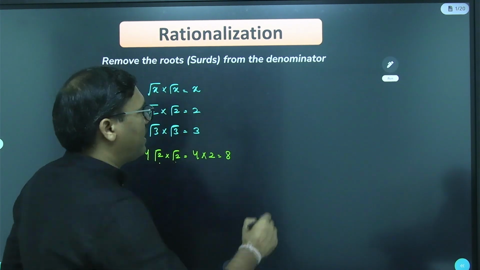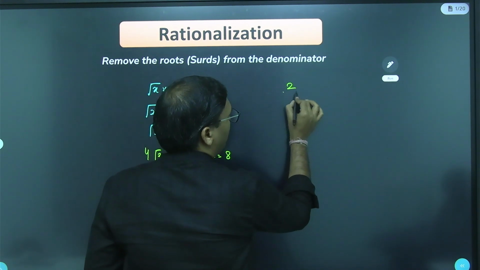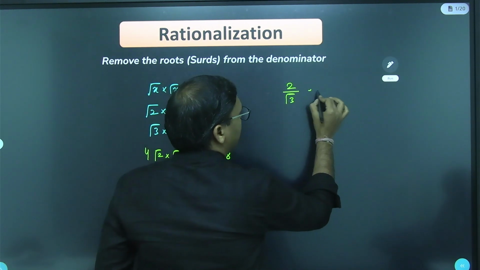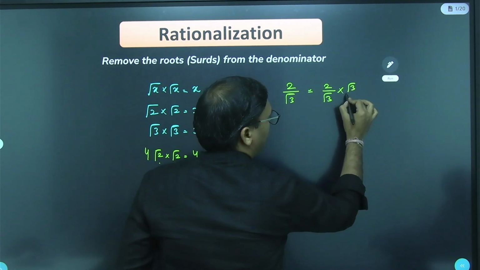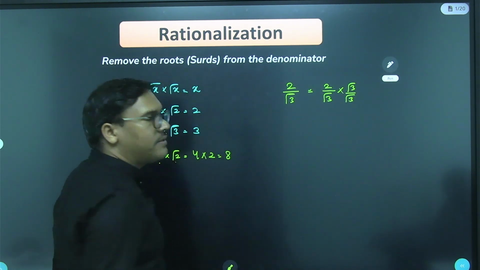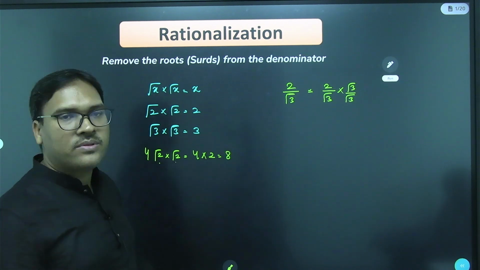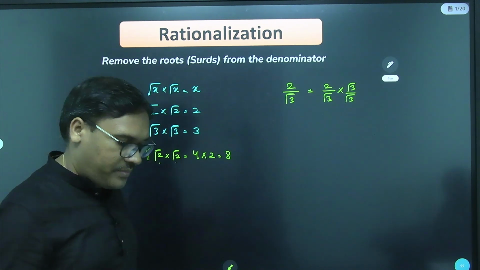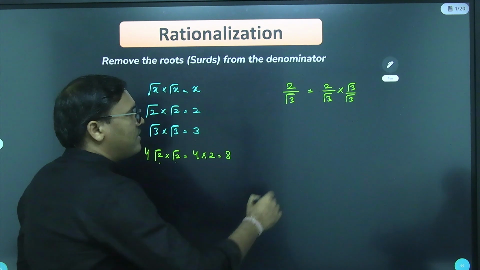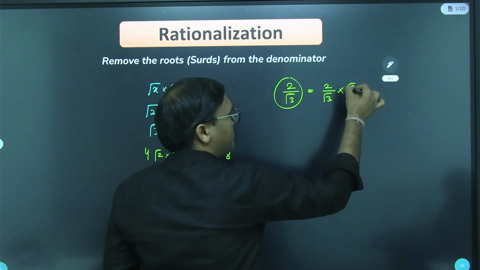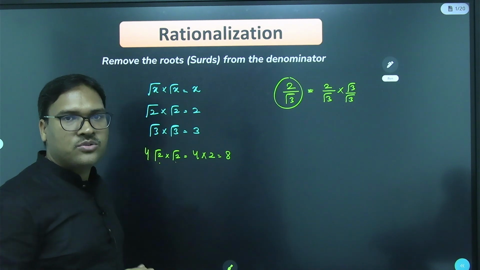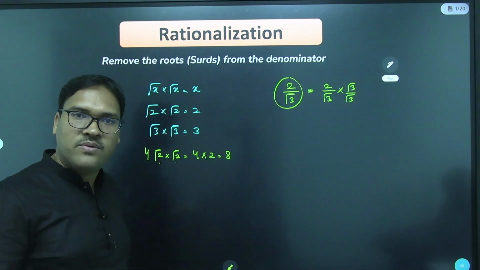So, if you had the question 2 by root 3, can I say this is 2 by root 3 and I multiply and divide by root 3? I have multiplied and divided by root 3. This is an equivalent fraction. Basically we have multiplied the fraction by the same number in the denominator and numerator, so it will not change.